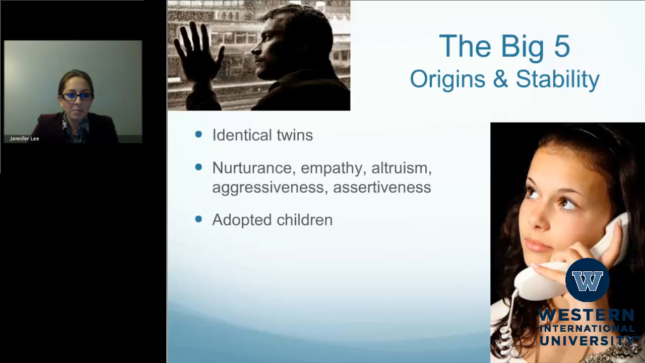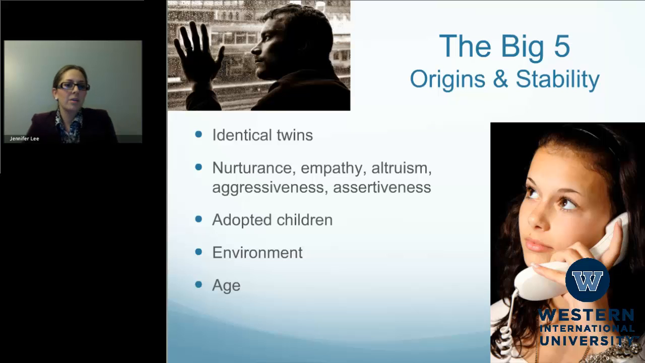So that's the Big 5 model of personality, and we're going to talk about how it applies to social media and what we can learn from that. One of the questions is, what does research say about the origins and the stability of these 5 factors that we just talked about? In other words, how do we know we can trust the Big 5 to categorize personality?